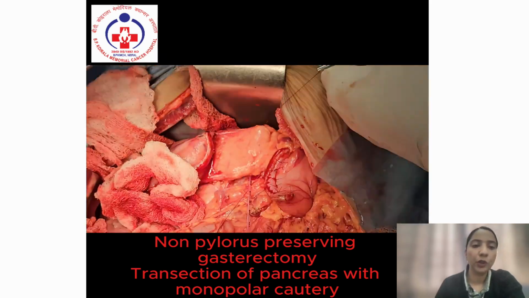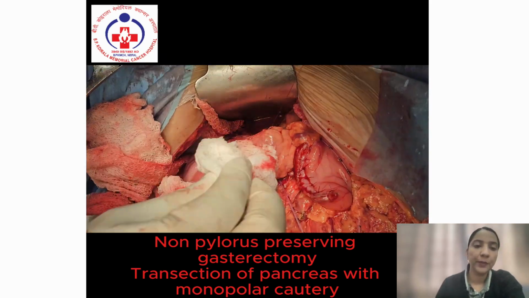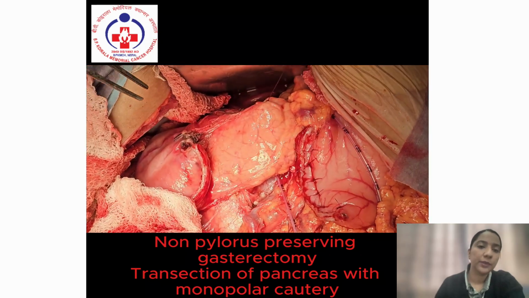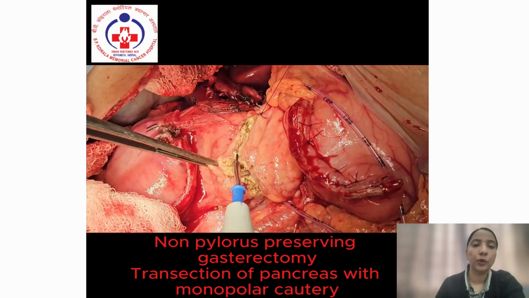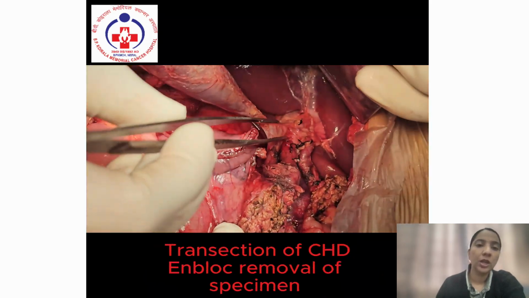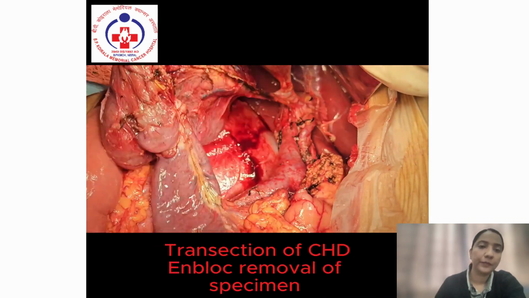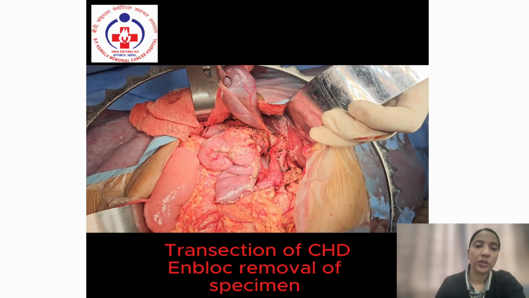We usually perform a non-pylorus preserving gastrectomy, and after the separation of the stomach, we then transect the pancreas with the monopolar cautery after taking a two-stage suture, and this is the transection with the cautery.